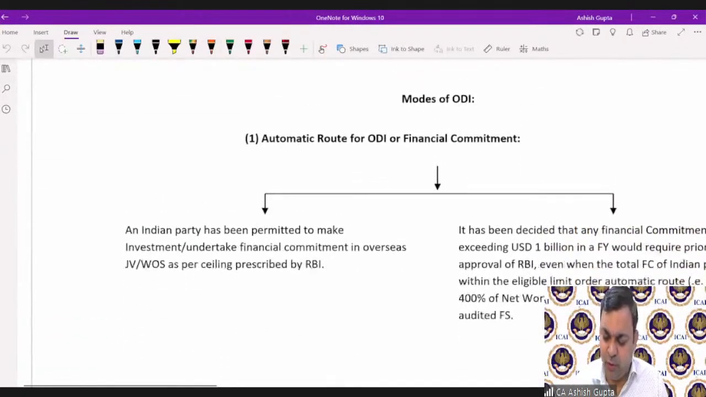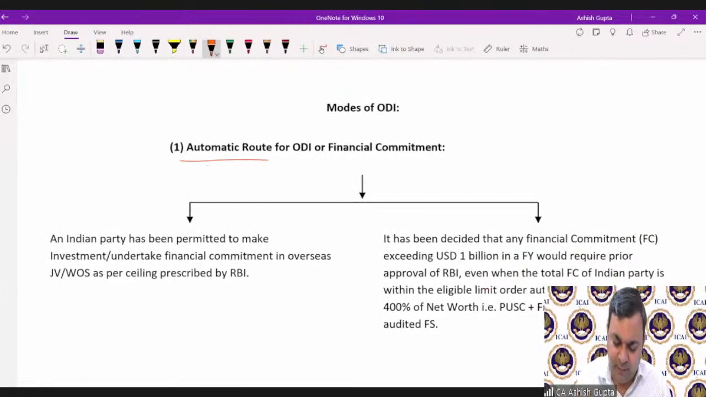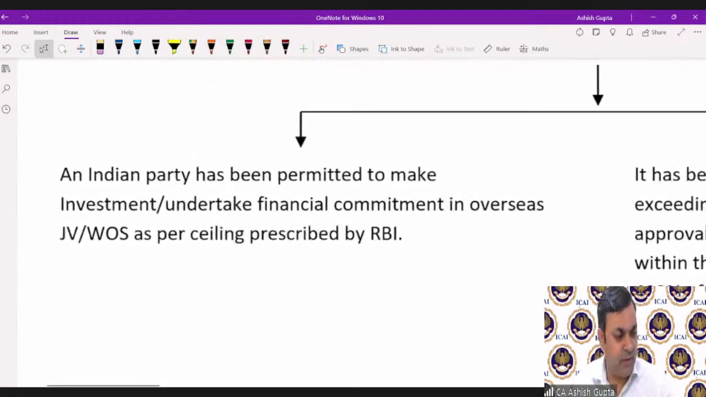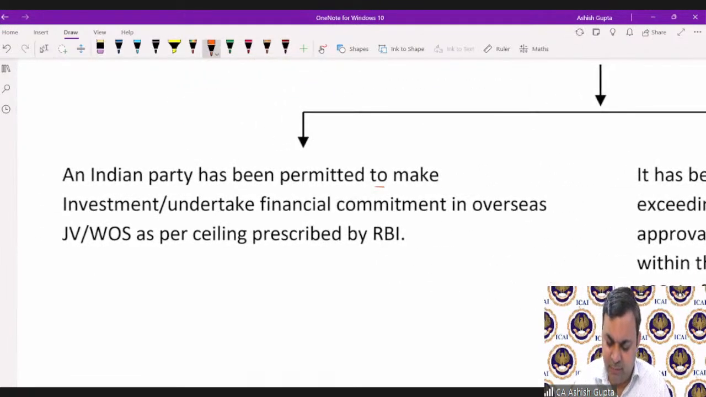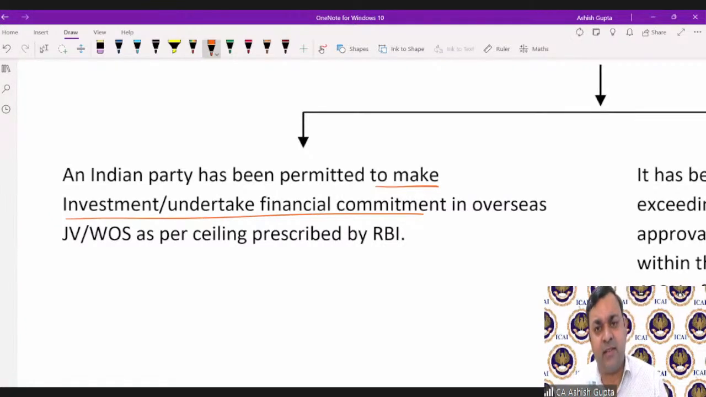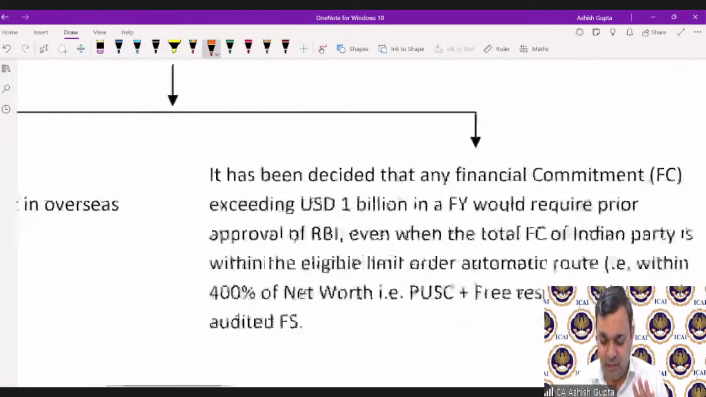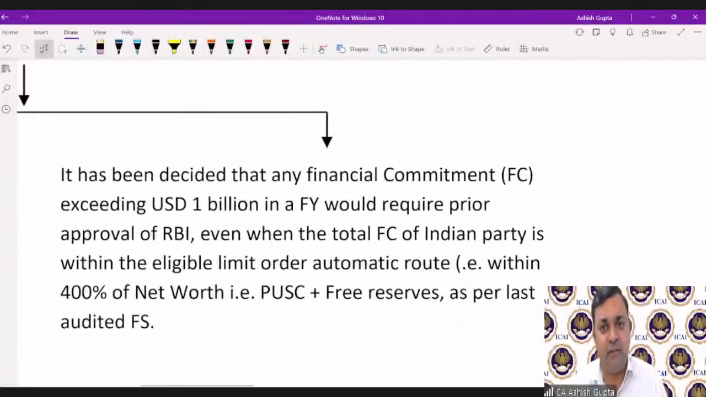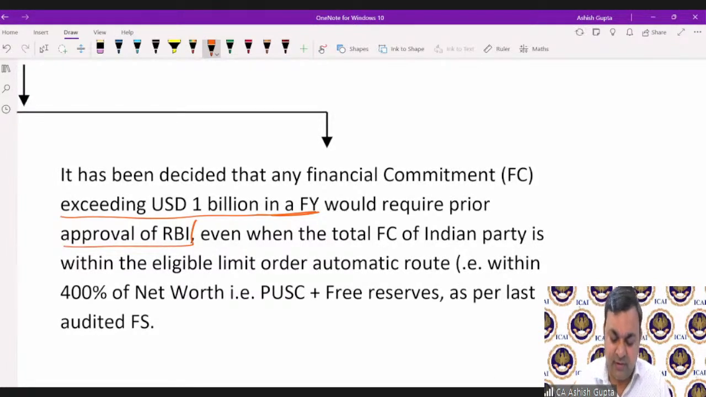Modes of ODI: automatic route by fulfillment of conditions. The Indian party has been permitted to make investment and undertake financial commitment in an overseas joint venture as per the ceiling limit prescribed by RBI. It has been decided that any financial commitment exceeding $1 billion in a financial year would require prior approval of the Reserve Bank of India. If you need to invest more than that, you need to apply and take the approval of RBI.